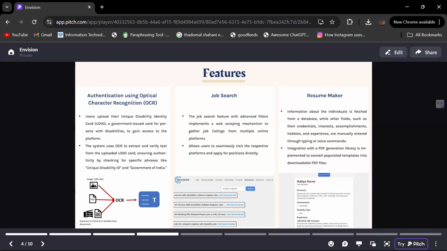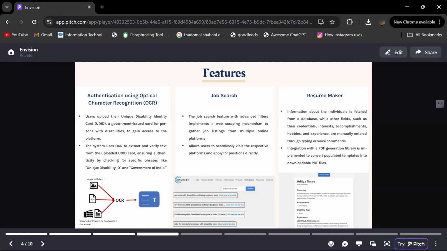Next feature is the job search feature. This feature acts like a super efficient job search assistant. Using web scraping, it gathers job postings from all over the internet in the domain the user mentioned. After you have found a job that interests you, the system makes it easy to go straight to the job posting on the original website. From there, you can apply to the position easily.